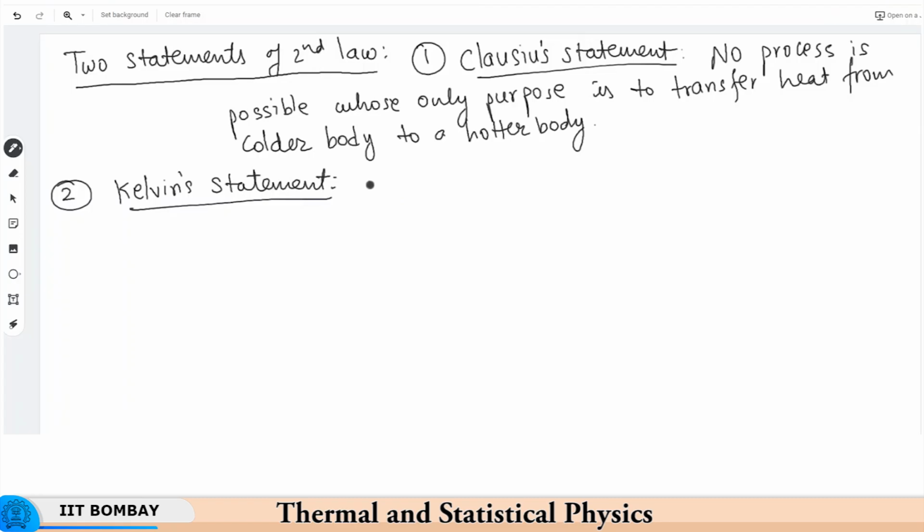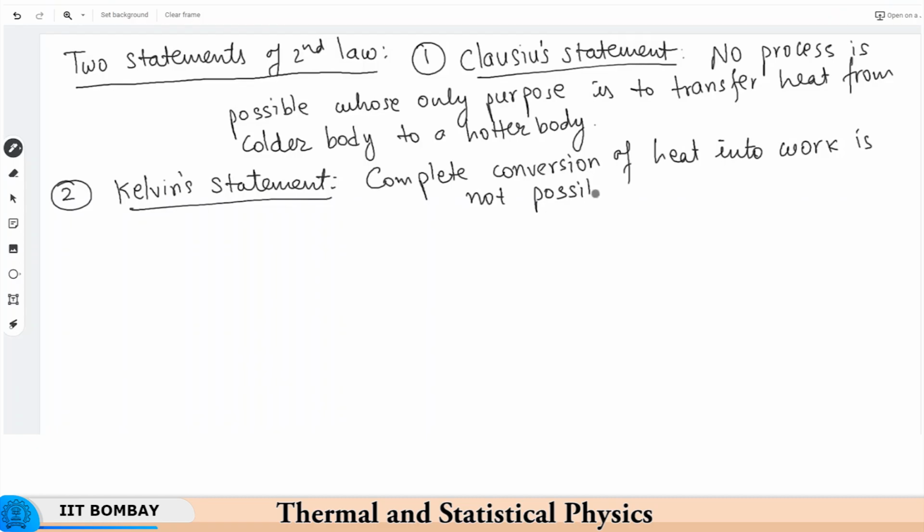And this goes as follows. So, this says a complete conversion of heat into work is forbidden, or work is not possible, okay. Or in other words, conversion of heat into work can never be 100% efficient.